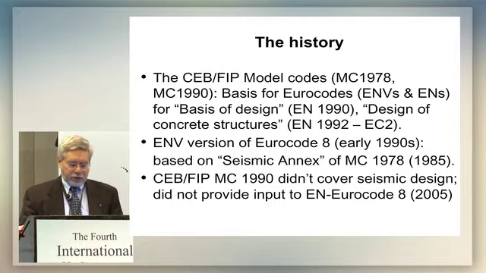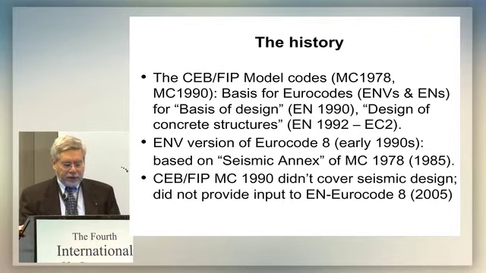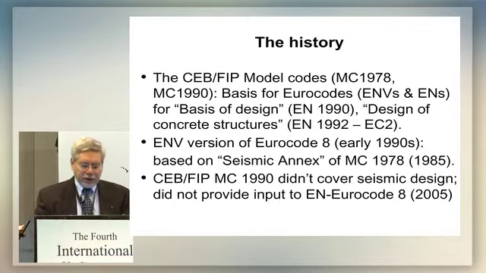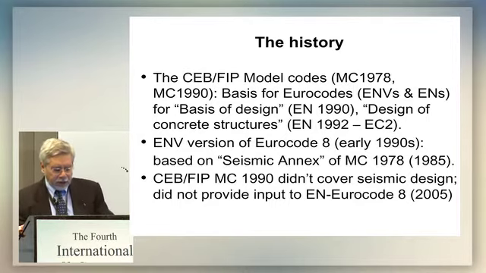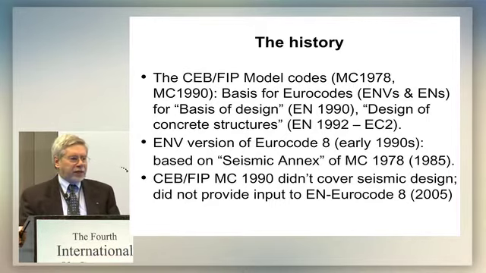That document was very important because it formed the basis of the first version, the ENV version, the pre-standard version of Eurocode 8, in the same way as the CEB-FIP model codes, both of 1978 and of 1990, formed the basis not only of Eurocode 2, but of EN 1990, basis of design. Everything was based on the fib model codes. So this tradition was broken, let's say, with the absence of seismic design from model code 1990 and the lack of a follow-up in that direction.